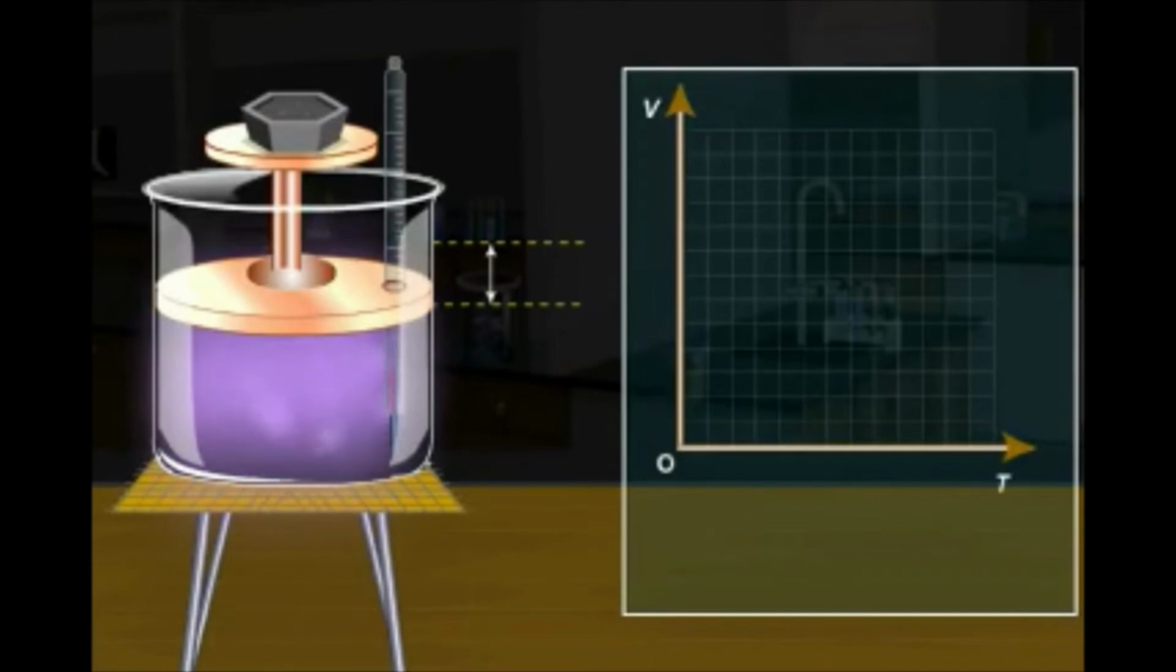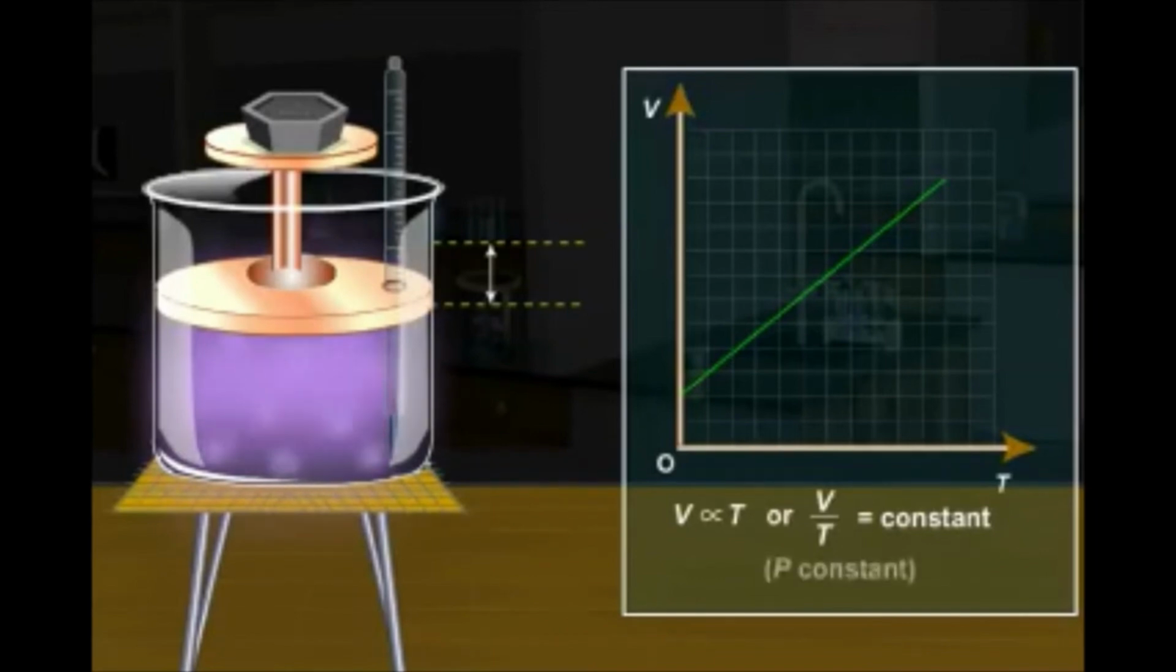Now let's try to plot the change in volume of the gas against the change in temperature. And what do we get? We get a straight line with a positive slope. What that means is the change in volume of the gas is directly proportional to the change in temperature. So mathematically we can write V is proportional to T, or V by T is a constant. And the condition was the pressure on the gas was constant. This law is what is known as Charles' law. It was named after Jacques Charles, who was a French scientist who first discovered it.